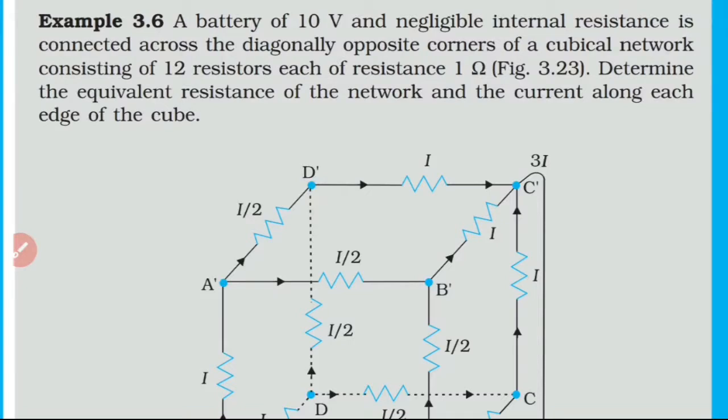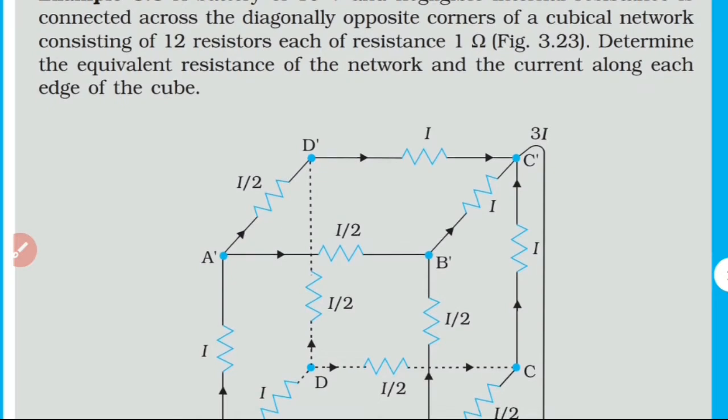Welcome to today's session. Today we are discussing all the worked out problems from the textbook, which belongs to the topic Kirchhoff's law and Wheatstone's bridge and meter bridge. Okay, so we have first example 3.6: a battery of 10 volt and negligible internal resistance is connected across the diagonally opposite corners of a cubical network consisting of 12 resistors, each of resistance 1 ohm. Determine the equivalent resistance of the network and the current along each edge of the cube.